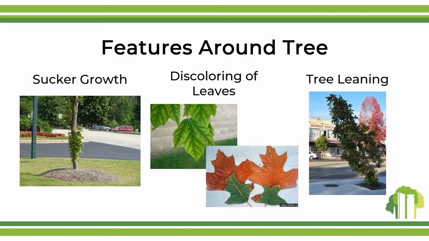Tree leaning. If the tree is not growing straight up and is instead growing at an angle, select this option. Some trees may have a slight lean to their growing. As a rule of thumb, select this option if someone cannot walk along the edge of the planting site without hitting their head on the tree.